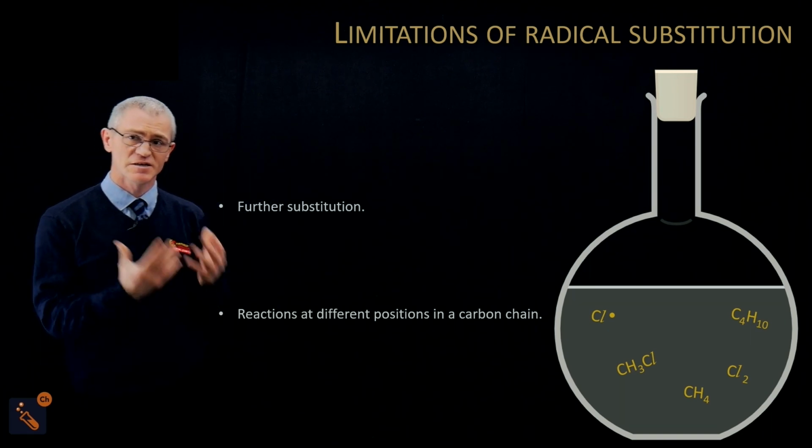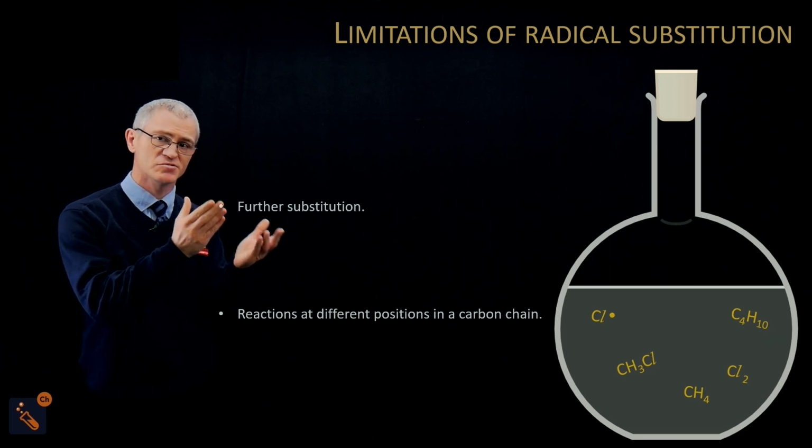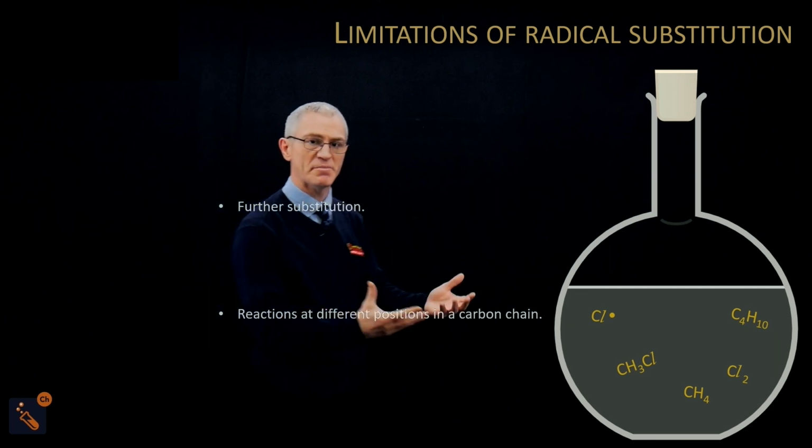So we're now on to our final part of this reactions of alkanes, which is limitations. So limitations is something that's normally a 1-mark question or something like that. And there's 2 limitations, which is further substitution or reactions at different positions in a carbon chain. Now, what does that mean?